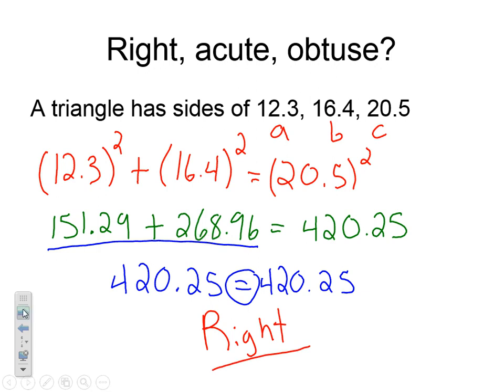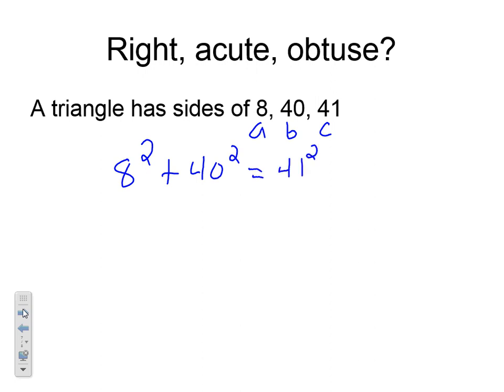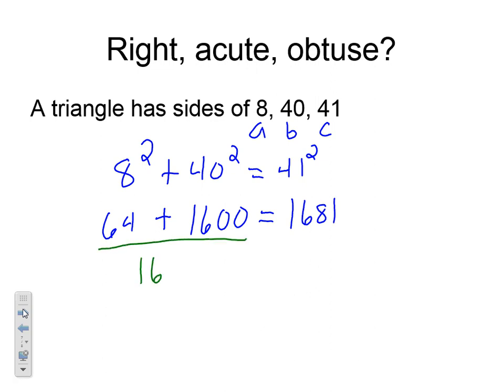All right, 2 more examples. Here's the next one. I have A, B, and C. So I have 8 squared plus 40 squared equals 41 squared. 64 plus 1,600 equals 1,681. Have to add these together, so I get 1,664 equals 1,681. They do not equal each other, so I know it can't be a right triangle.